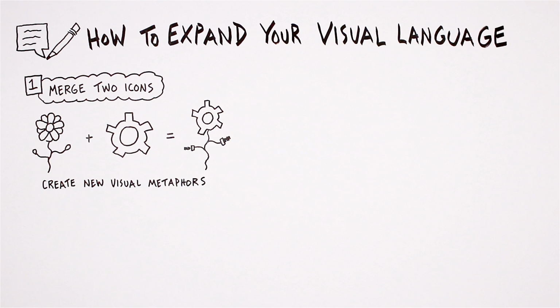What I find interesting about this first method here is that you can get to surprisingly complex and nuanced ideas by merging together just 2 fairly simple icons. So I think that can be a great way to start expanding your visual language as you develop your own visual metaphors that you might be able to use within your notes.